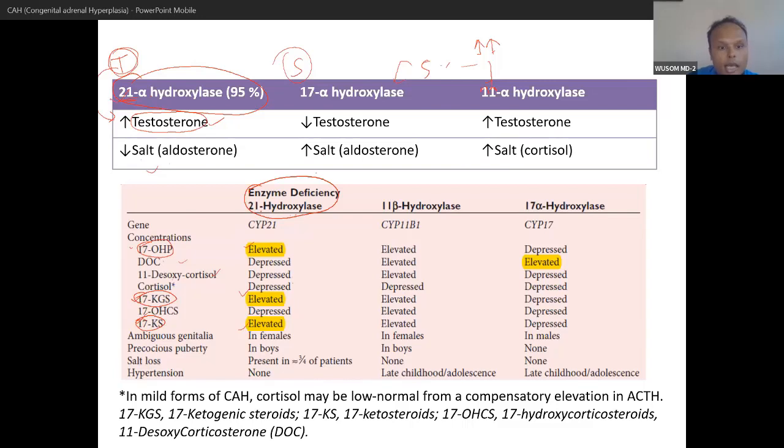And this is corticosteroid. CS means corticosteroid. Try to differentiate this. This is corticosteroid. Steroid will be low. Both aldosterone and cortisol will be low. Depressed, depressed, depressed.